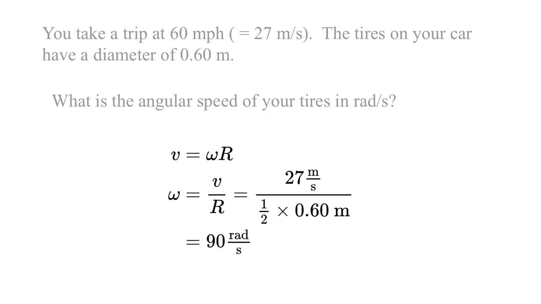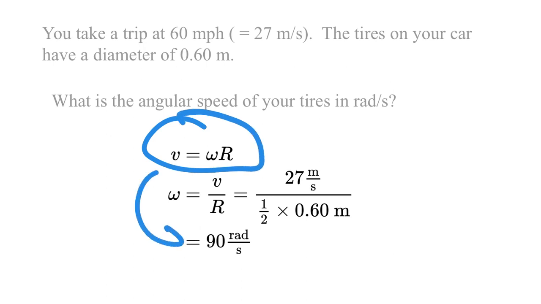Well, we know that v equals omega r, so we can solve that, and we find out that you get 90 radians per second according to this. Notice the half because we need the radius, not the diameter.